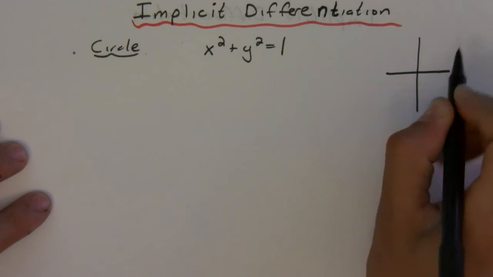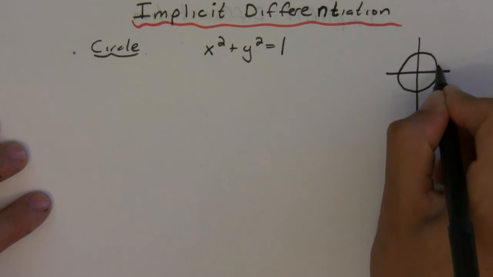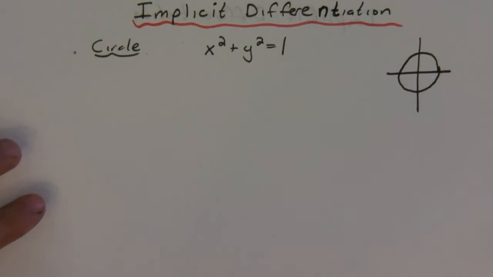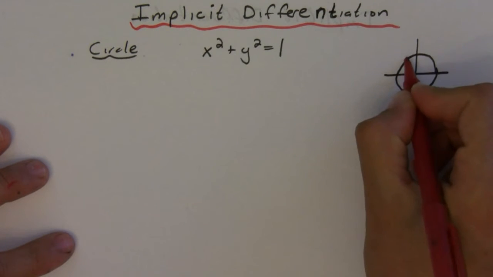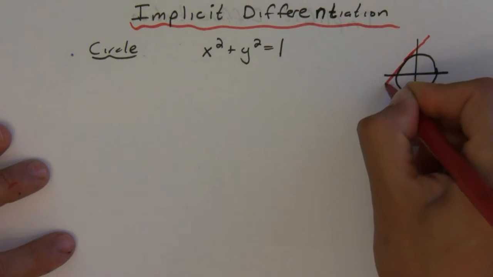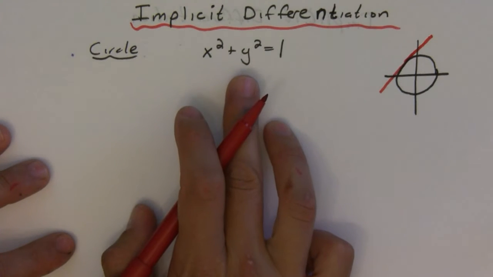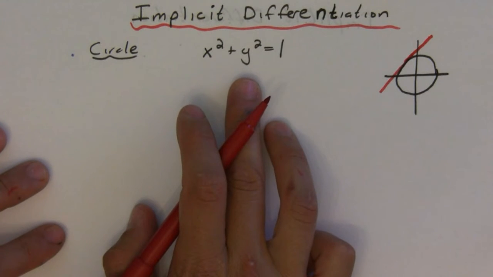So if we draw a little picture, we notice that the circle isn't really a function, but even though it isn't a function, you can still find the tangent line at different points on the circle. So there should be a way to find the derivative of this function.